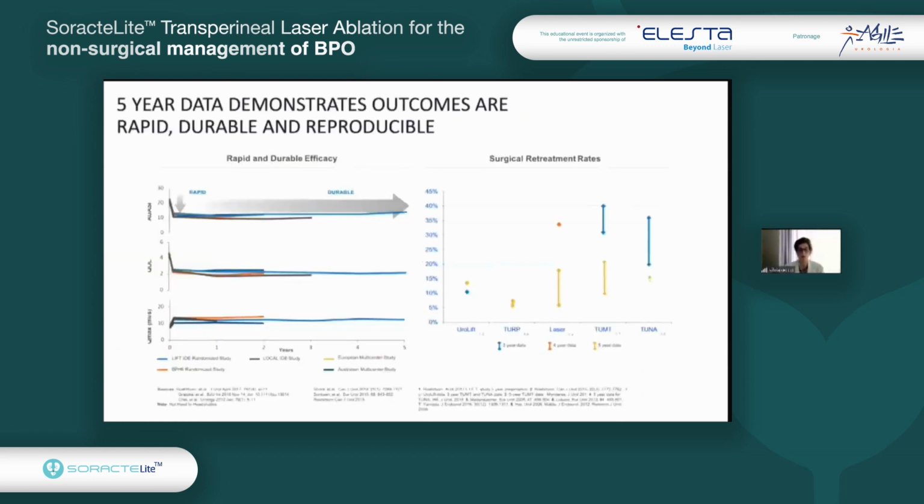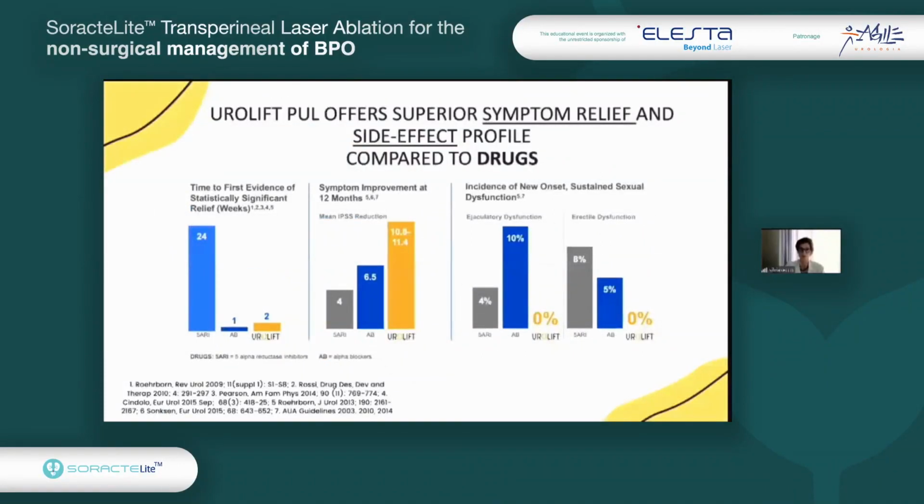Lots of literature has been published regarding Urolift, because it is a procedure that has more than 10 years of experience behind it. And so we should point out that the 5-year data demonstrates that the outcomes are rapid, but also durable and reproducible. Quality of life and Qmax and the advantages that we have achieved in these parameters are stable and durable. Moreover, Urolift offers superior symptom relief and a better side effect profile compared to drugs.